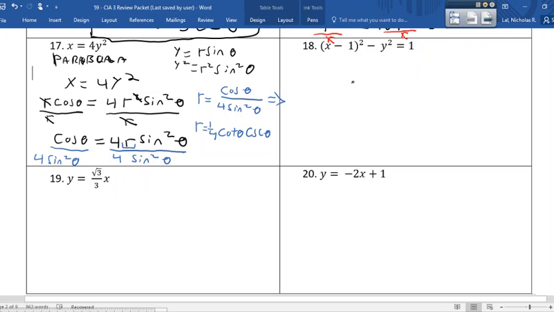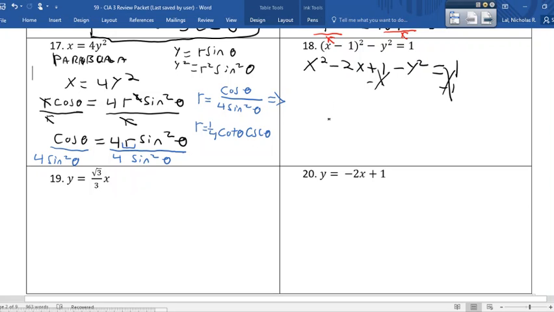All right. Let's get through 18. Hope we can do that. So once again, we expand the circle. So we're going to have x squared minus 2x plus 1 minus y squared is equal to 1. All right. We could subtract 1 from each side, have the 1's cancel out. We can also add 2x to each side.